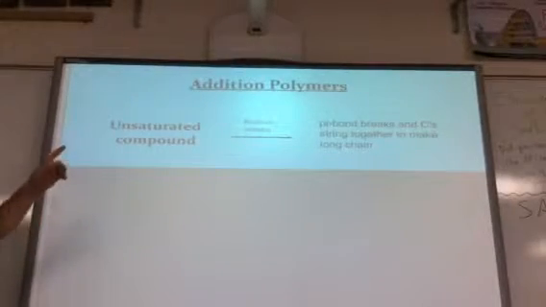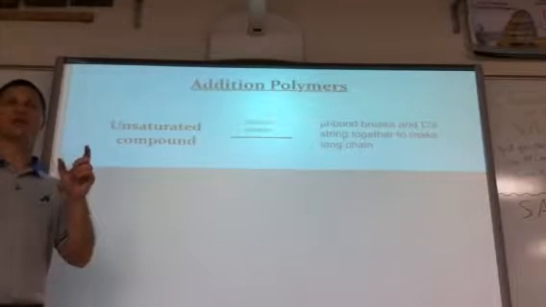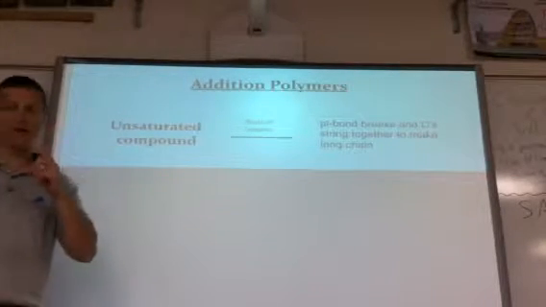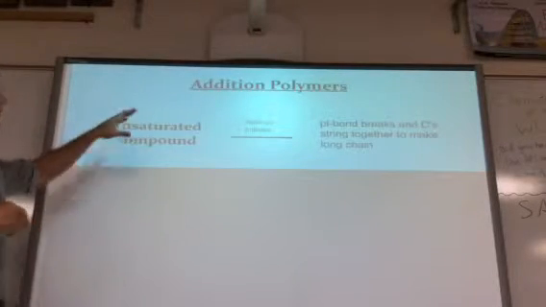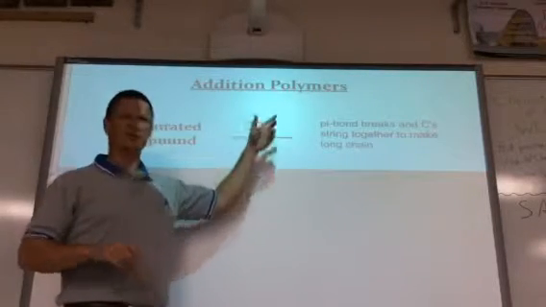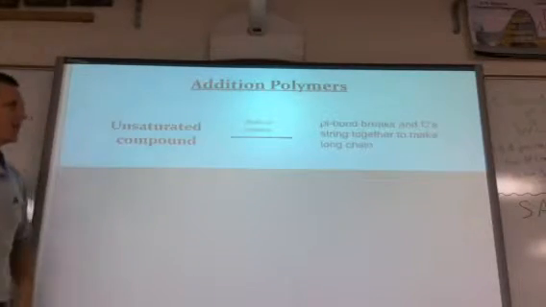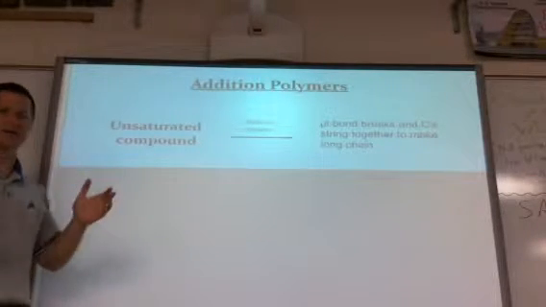With addition polymers, this is the same as an addition reaction. If you remember an addition reaction, you have an unsaturated compound, which means that there's two carbons with a double bond. Or it could be a triple bond too. But with polymers, it's always going to be a double bond. This part is new, the radical initiator. What is that? I'm going to show you what that is, but just keep in mind that this is the same as the addition reaction.